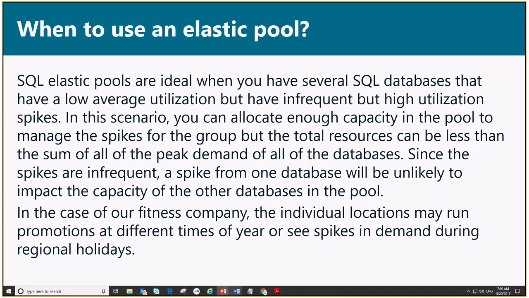When to use an elastic pool? That's a good question. They are ideal when you have several databases that have low average utilization but infrequent, high utilization spikes. So you can allocate enough capacity in the pool to manage the spikes of the group, but the total resource can be less than the sum of all the peak demand of those databases. Since all the spikes are infrequent, a spike from one database will be unlikely to impact the capacity of the other databases.